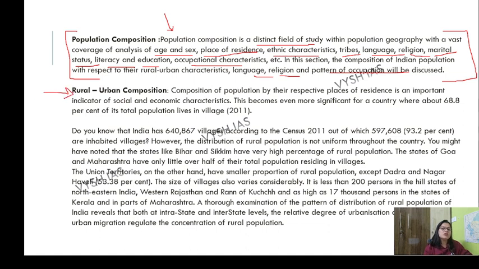Now let's talk about rural and urban composition. We know this, that the Indian population is majorly rural. 68.8% of the total population lives in villages according to the 2011 census. We must be knowing that urban places are fewer and villages are more. In India, 68.8% of the population lives in villages.